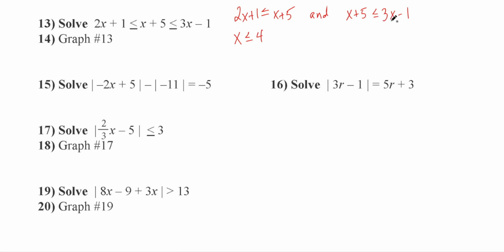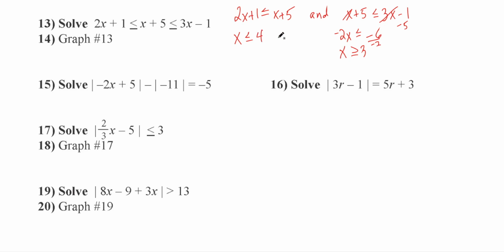Let's do this one. Let's move the 3x over to the left-hand side. So that gives, if I subtract it, so what do I get? Negative 2x. Let's move the 5 over here. We subtract a 5. We get negative 6. Still less than or equal to. Now we divide by a negative. If you divide by a negative, you got to change the inequality. Divide that by a negative 2. Divide that by a negative 2. That's a 3. But look how we write this.